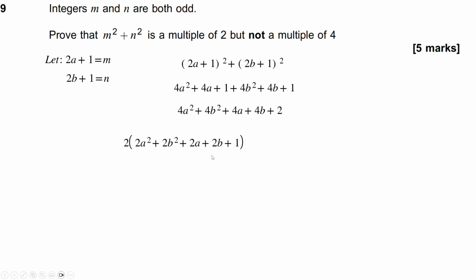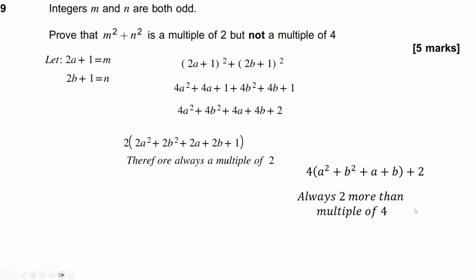You can take out 2 from everything here. So this is clearly a multiple of 2. Anything multiplied by 2 is a multiple of 2. So therefore that's always a multiple of 2. Take out a 4, but only from these ones here. Okay, you'll get this. You can see here that this was always 2 more than a multiple of 4. Therefore it never actually is a multiple of 4.